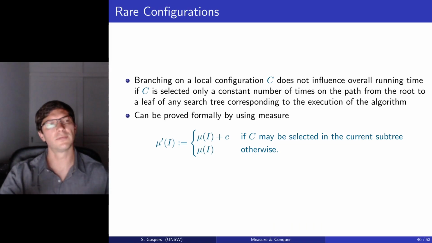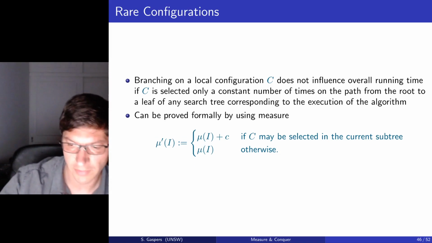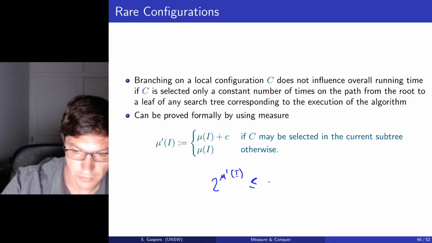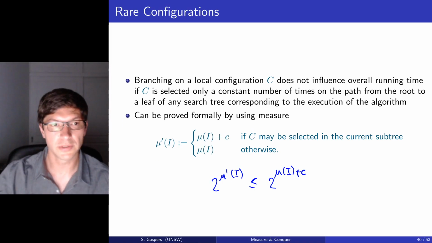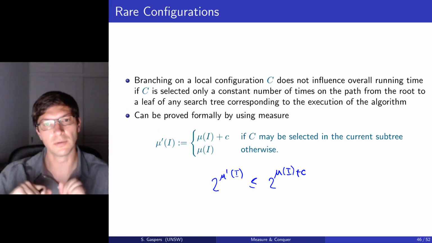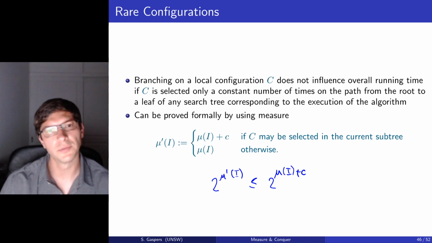Okay, so in the end, if we have a valid analysis, then the running time we get in the end is 2 to the power mu prime of I, which is at most 2 to the power mu of I plus c. And this c is just a constant. So it will just add a constant factor to our running time, which will disappear in the big O notation. Okay, but what's the benefit from doing this?